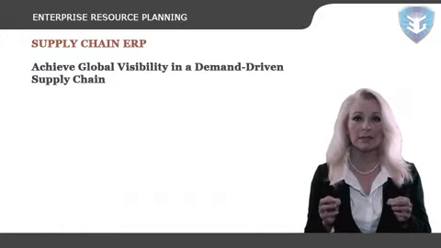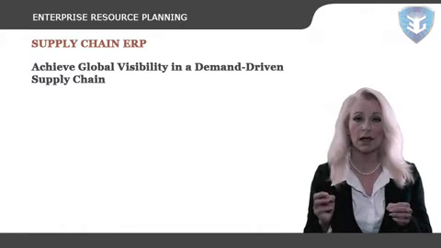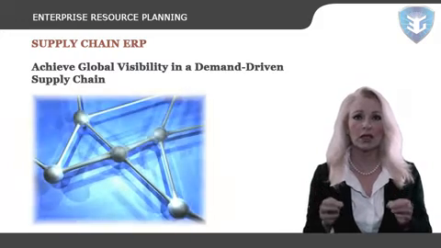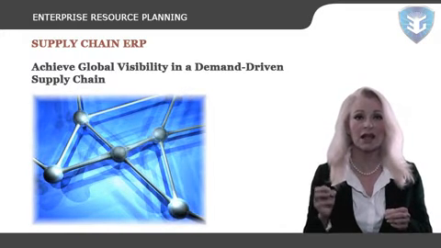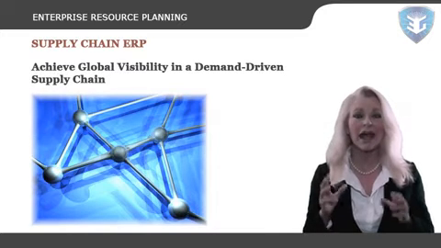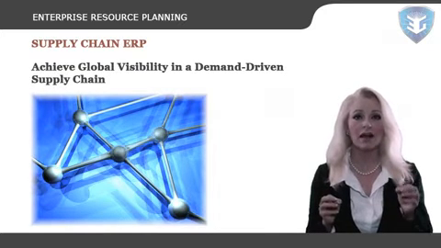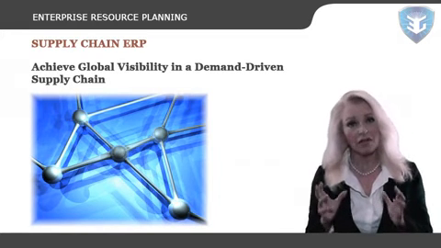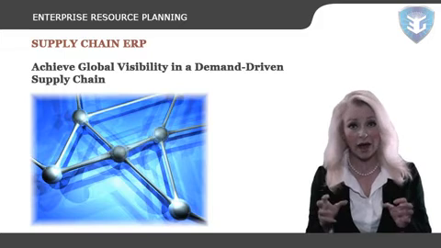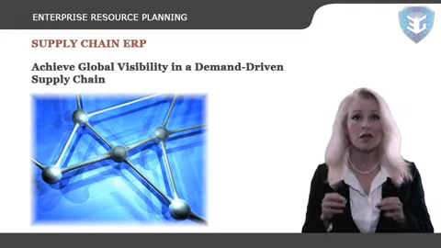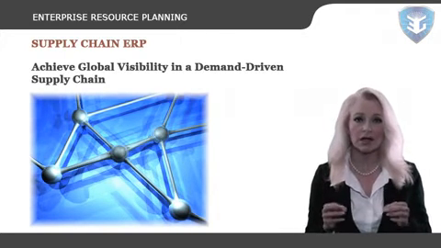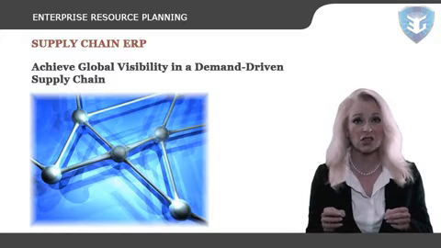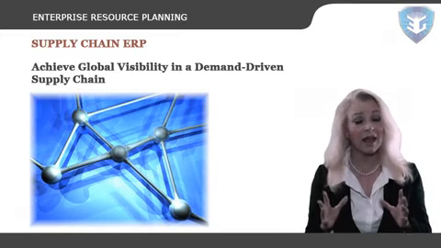Achieve global visibility in a demand-driven supply chain. It is critical in an age of tight cost management that manufacturers optimize inventory investment and continue to provide excellent customer service. To do so, manufacturers need to know where inventory is throughout the entire supply chain, which is information an ERP system can help to provide.